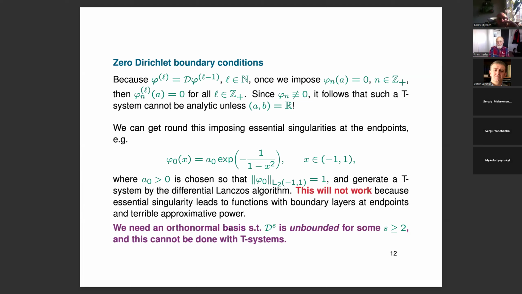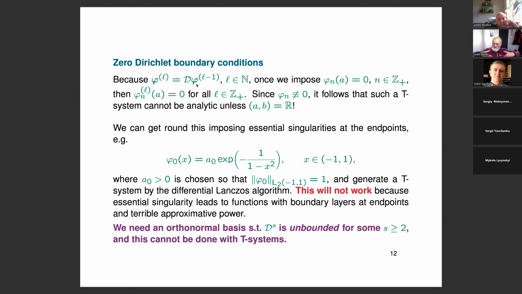So suppose that we have phi n, phi 0, and phi 0 is a C infinity function. And it vanishes at A. That's phi. But the derivative of phi L is d times the derivative of phi. The L's derivative of phi is d times the L minus first derivative of phi.